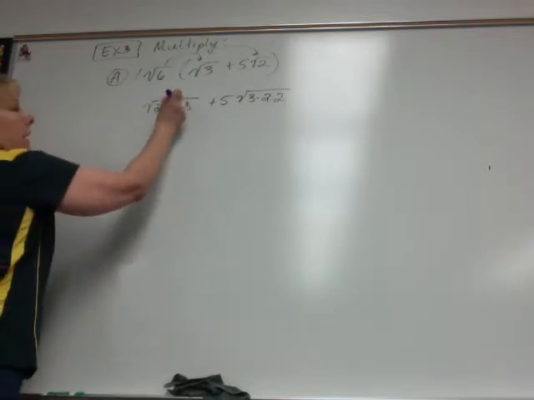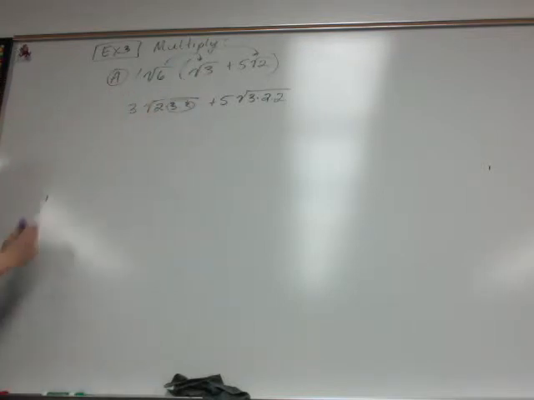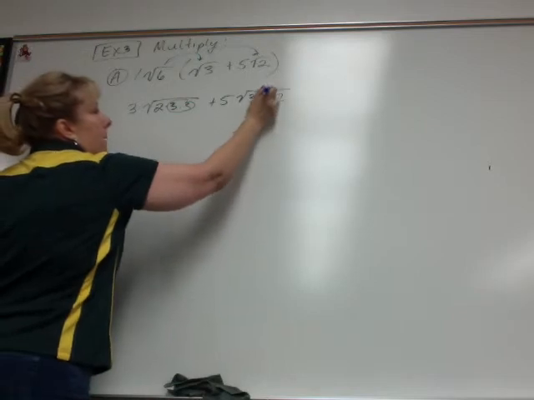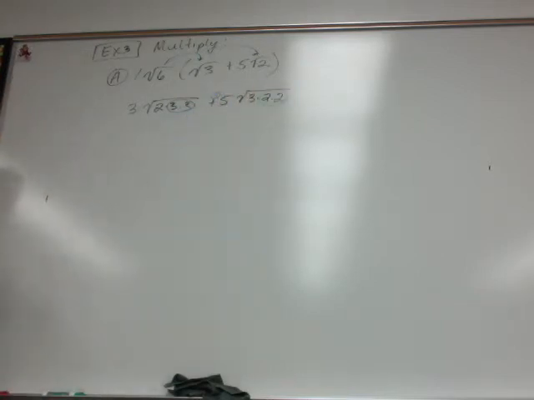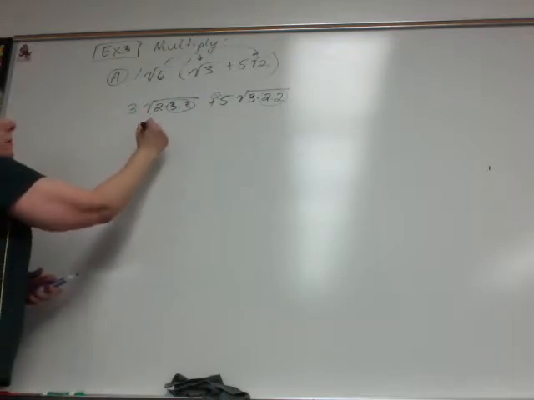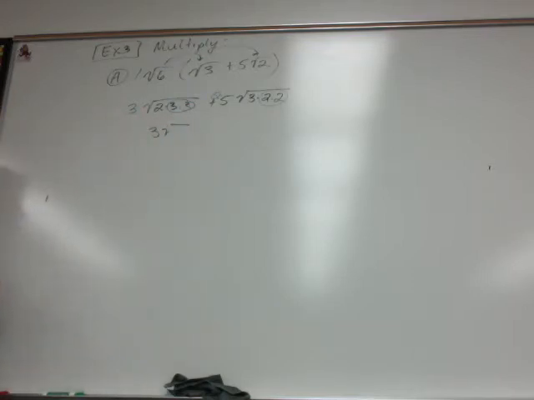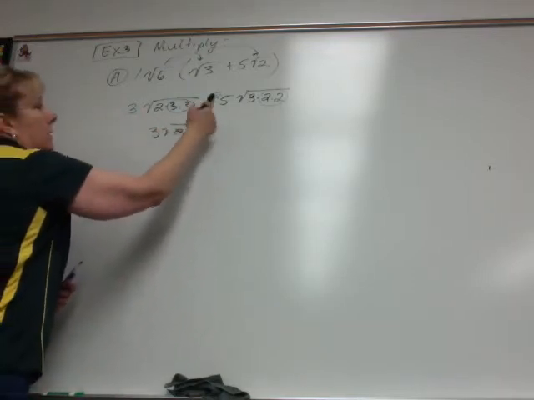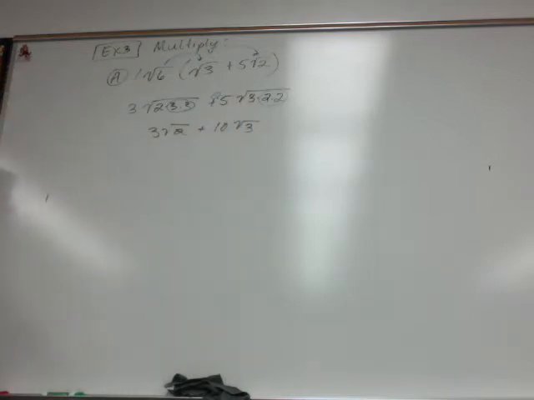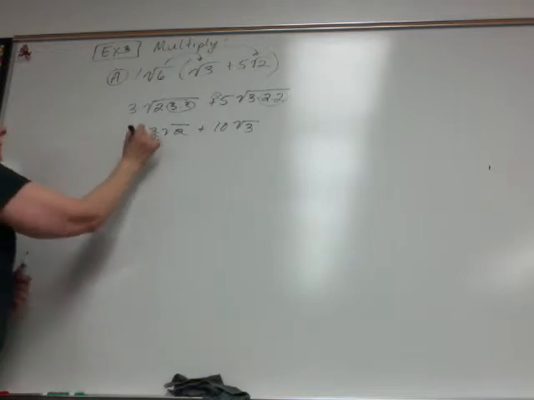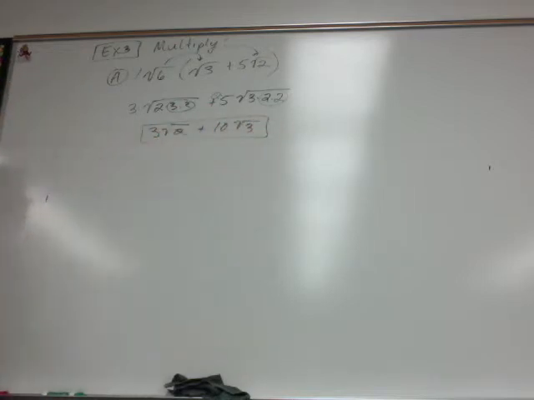So now I can take out my pair of 3's out in front. I can take out a pair of 2's out in front, but I have to remember to multiply it to the 5. So here I end up with 3 radical 2 plus 10 radical 3. Are those like radicals? No, so I can't add them. This is my final answer.